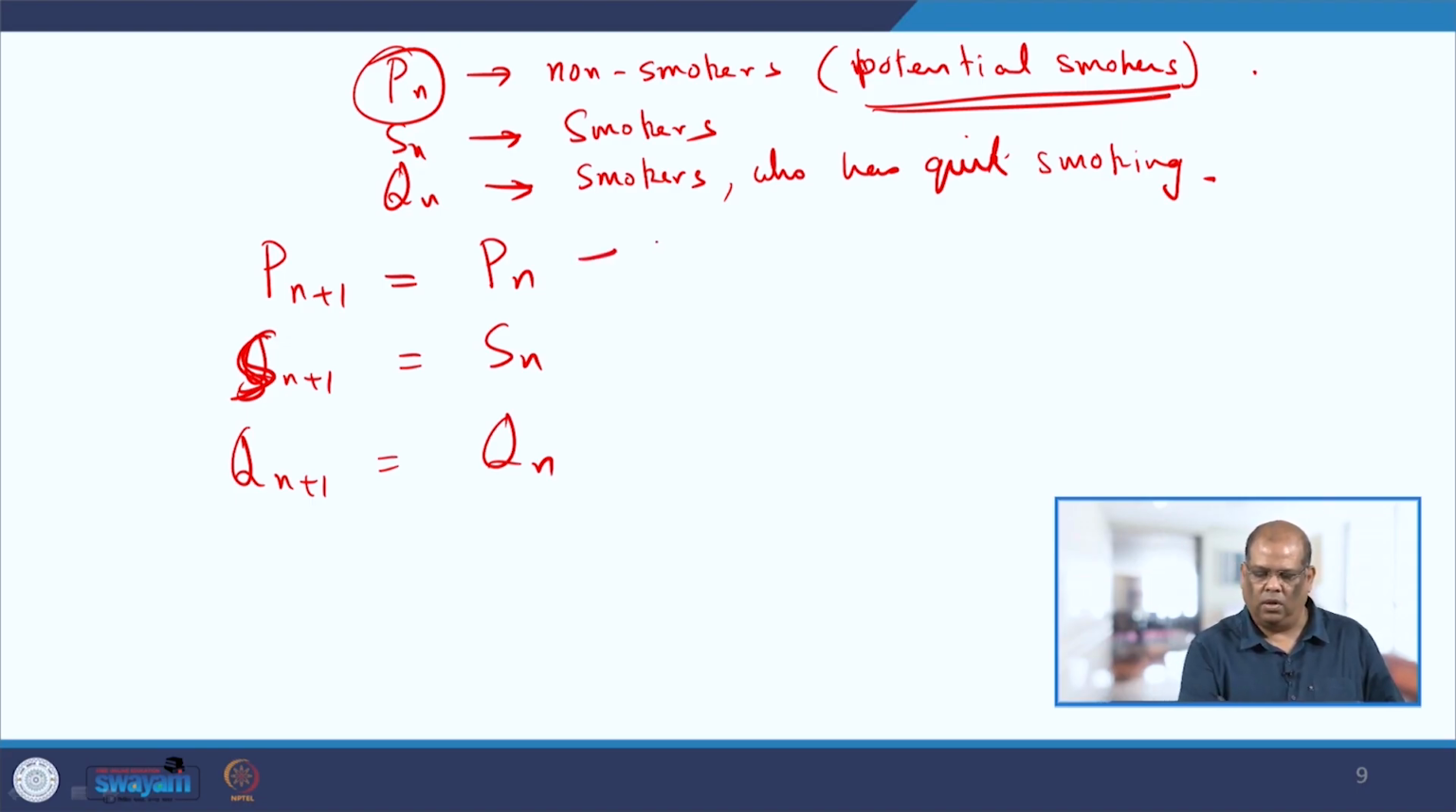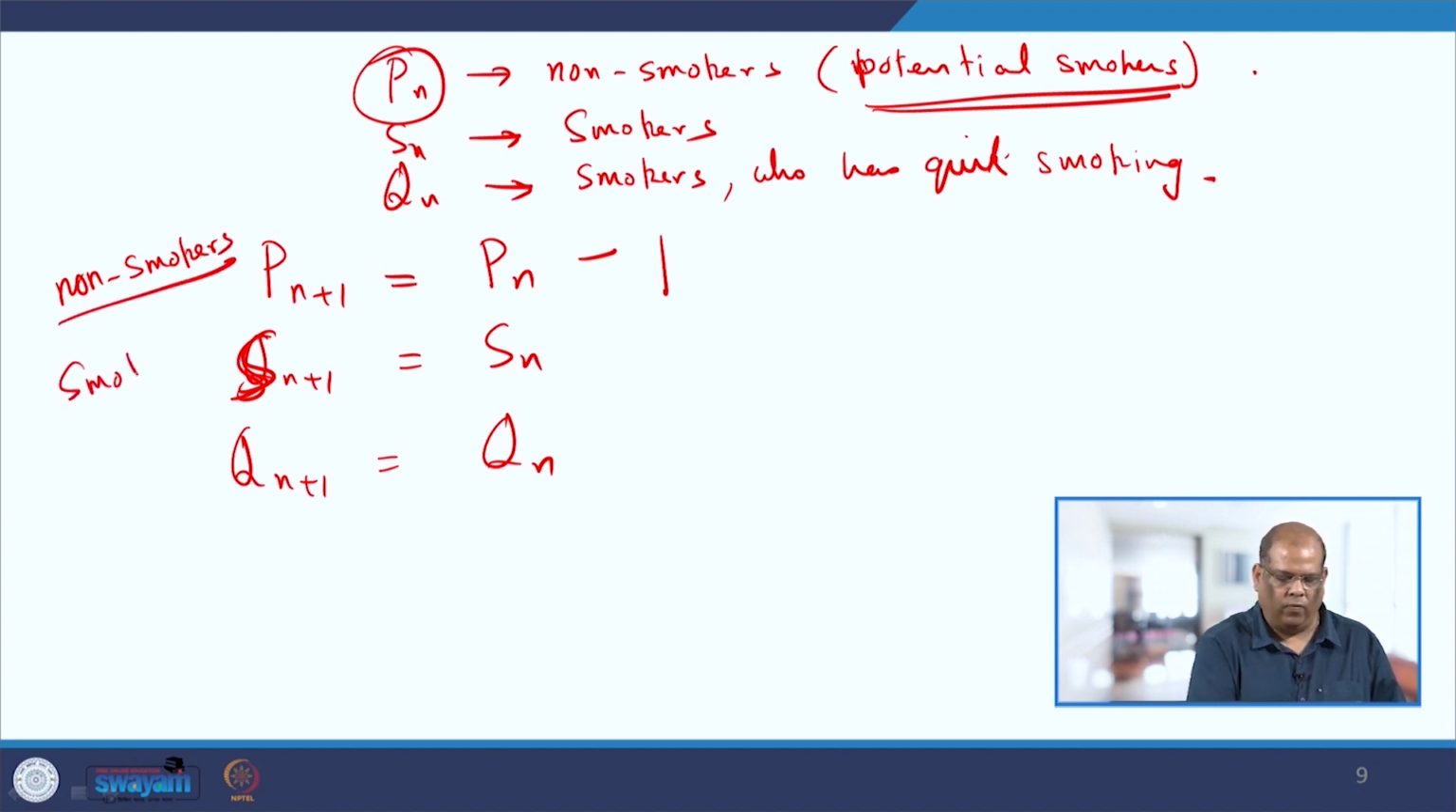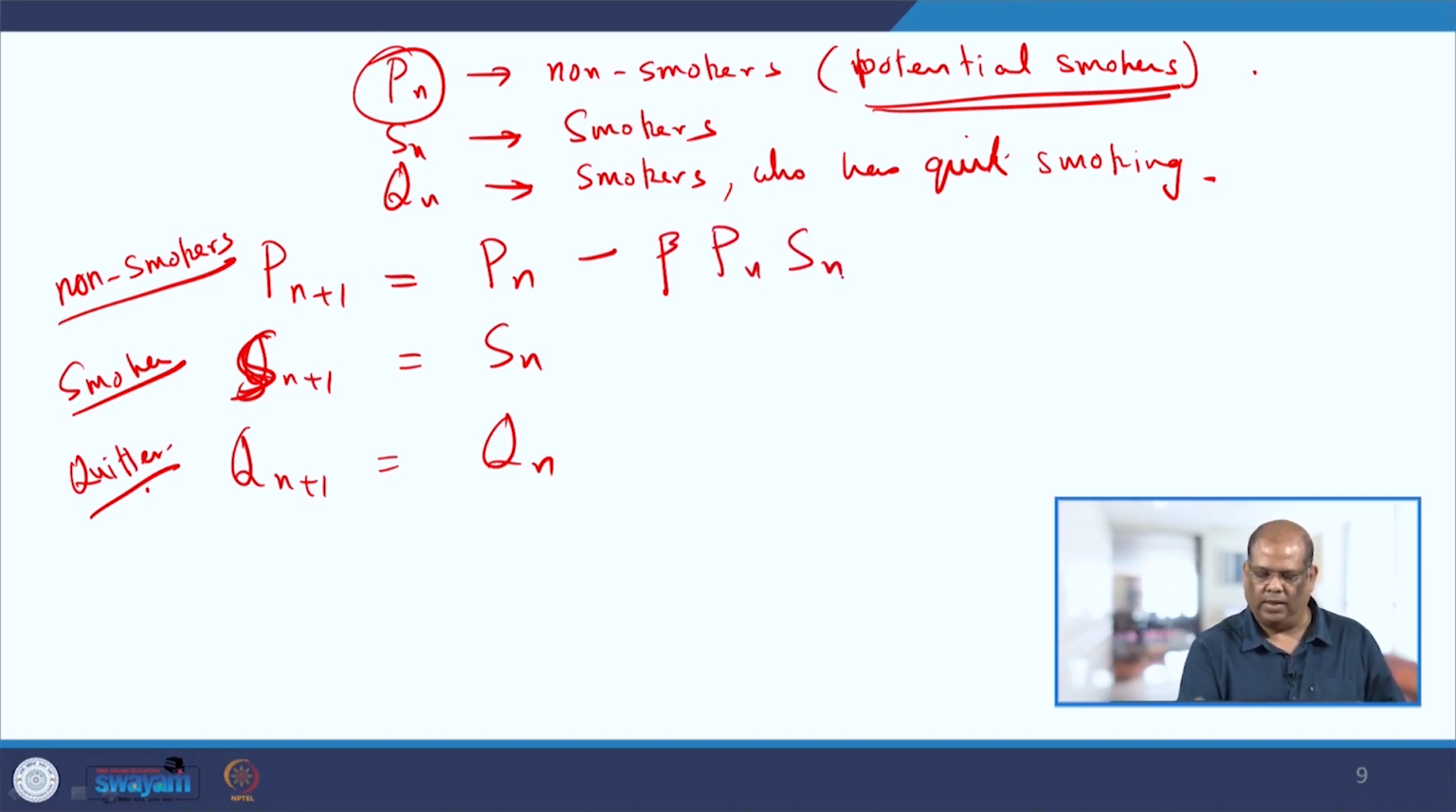So from this non-smoker group, they will move to the smoker group, at a rate beta. So this is beta Pn into Sn. Now this is the one who come across the smokers, the non-smokers get addicted or interested or attracted to smoking and move to the smoker group.